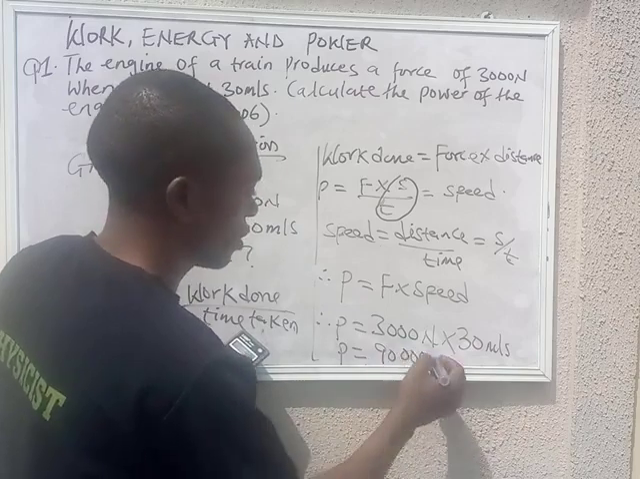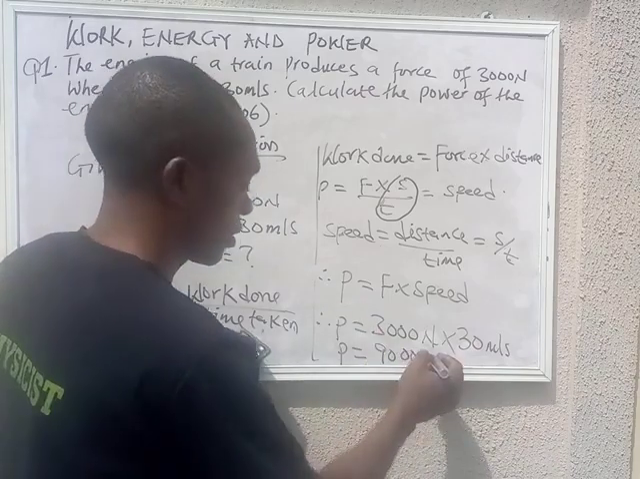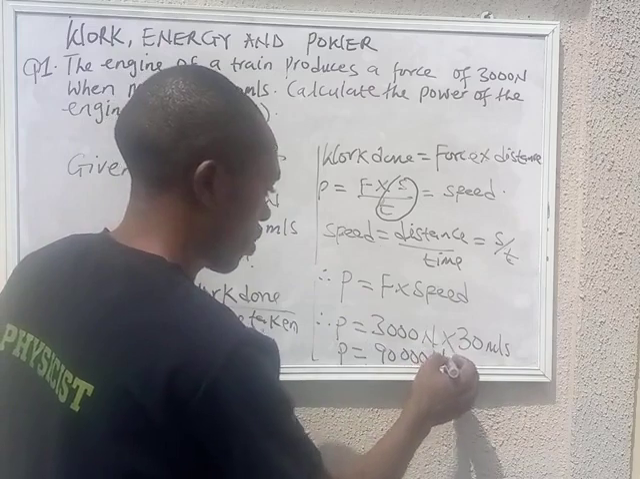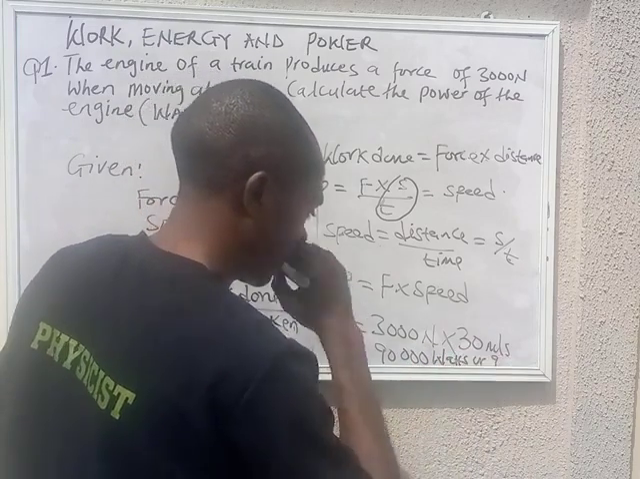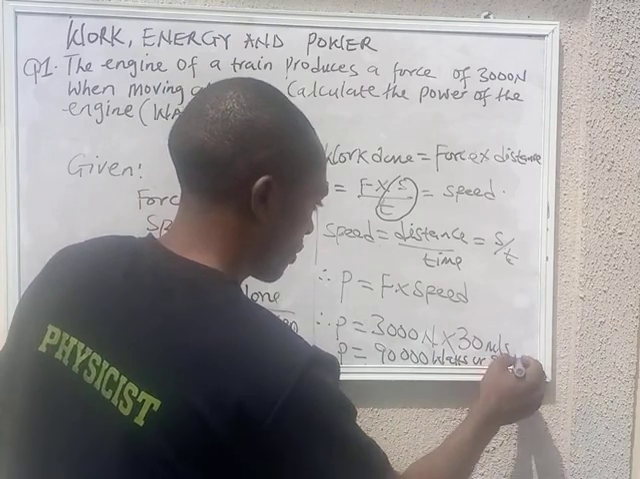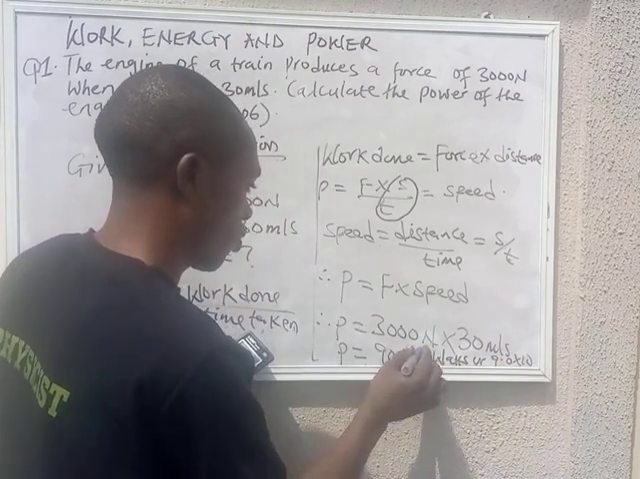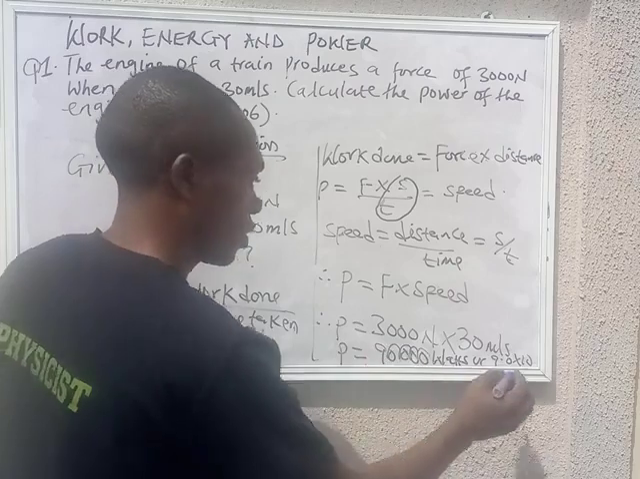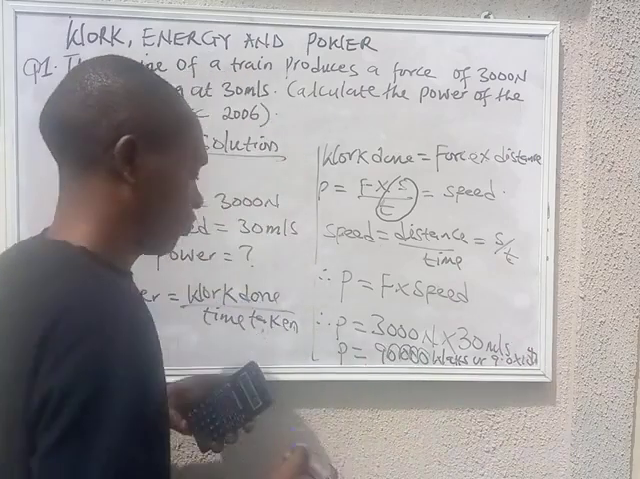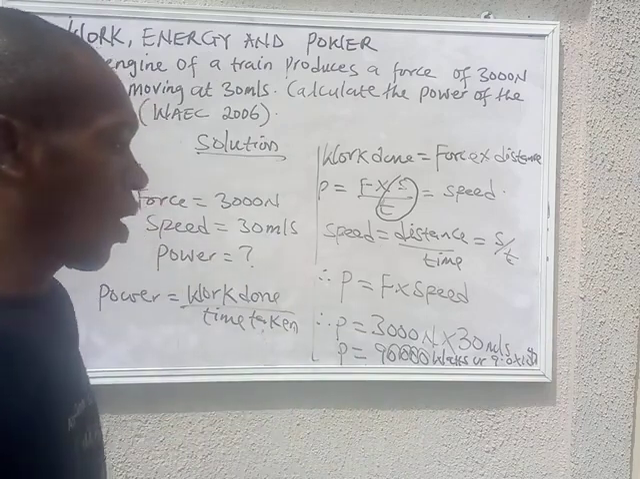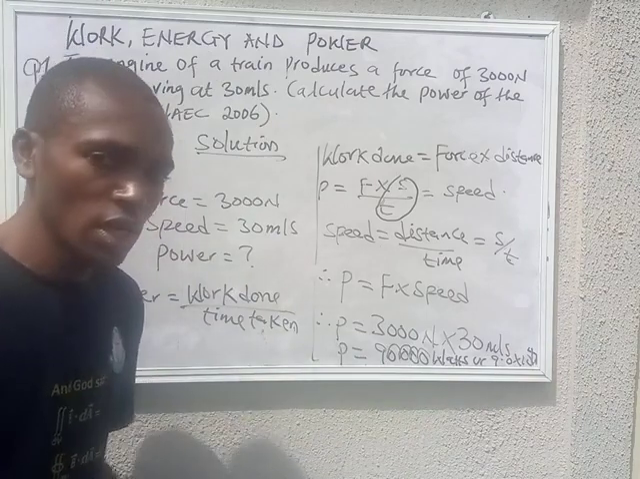Now 90,000, power is measured in watt. 90,000 watt, or 9.0 times 10 raised to the power 1, 2, 3, 4, times 10 power 4 W. This is our answer. Now let's look at another question.